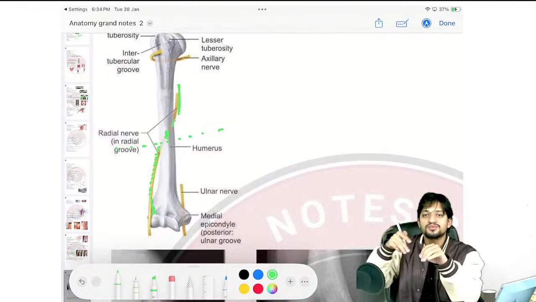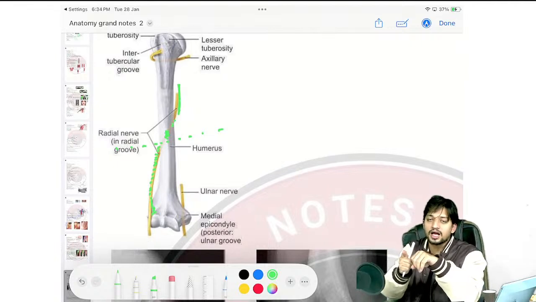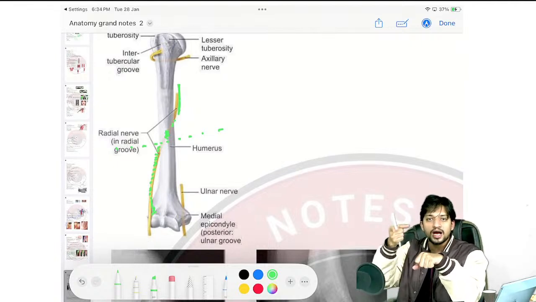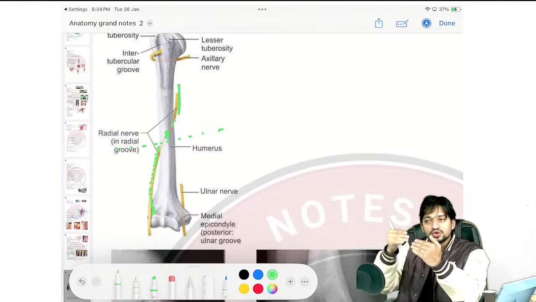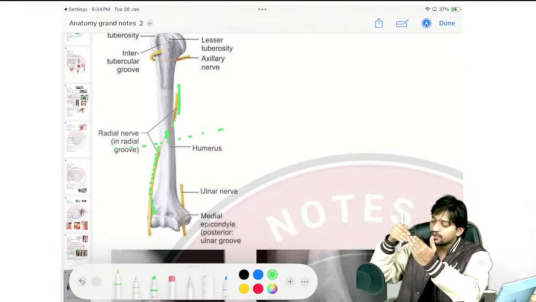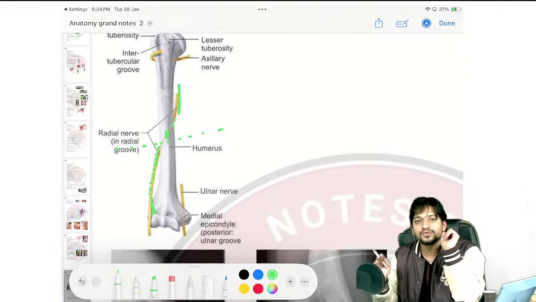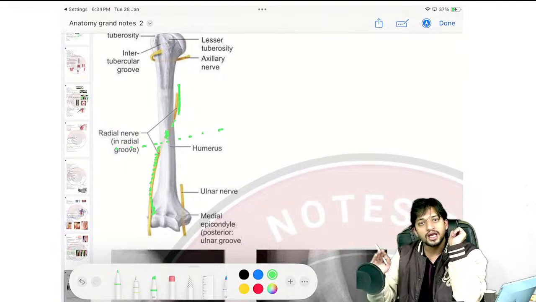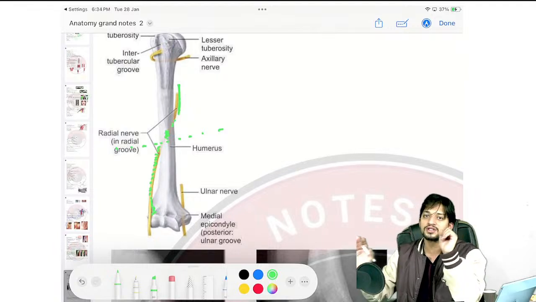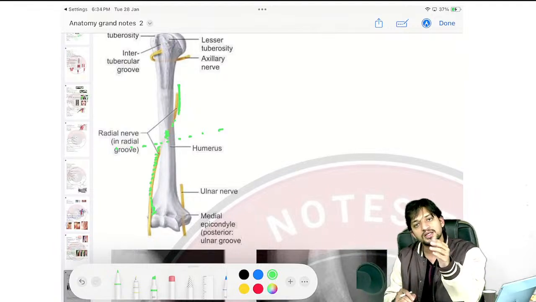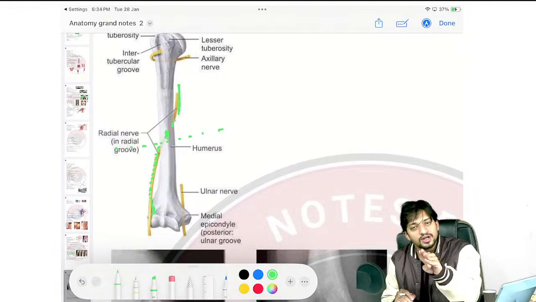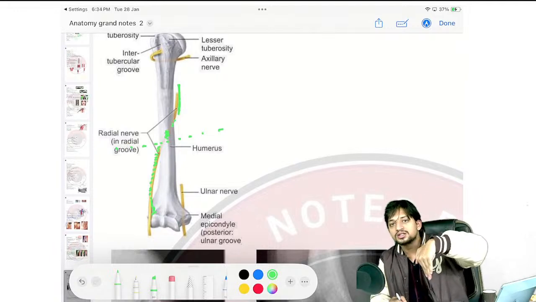Since the radial nerve is piercing the lateral intermuscular septum and traveling from the posterior compartment to the anterior compartment, in case of a shaft of humerus fracture there is risk of entrapment of the radial nerve. And again, if entrapment of the radial nerve occurs in a shaft of humerus fracture, the symptoms will be similar to radial nerve injury, that is the wrist drop.